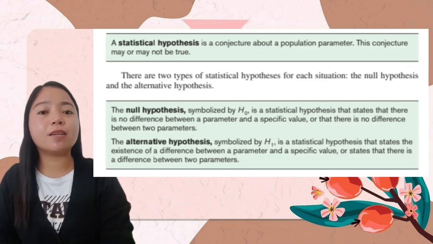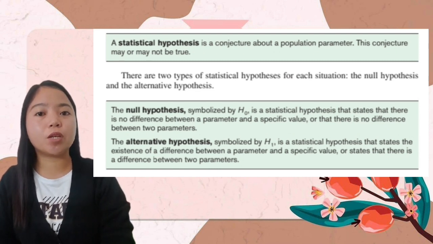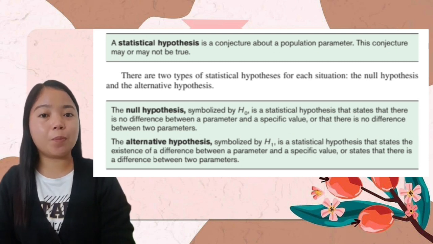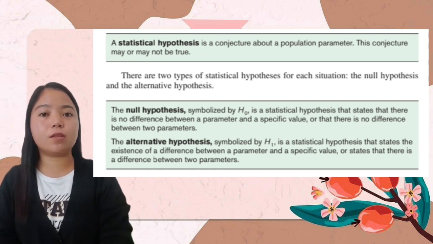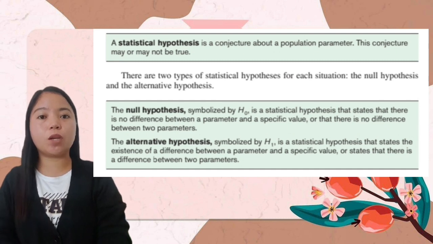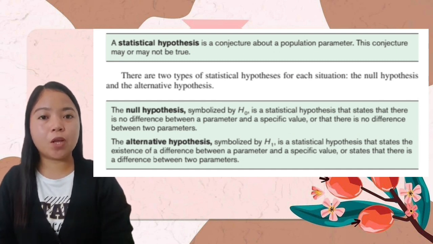In every hypothesis testing situation, we begin with a statement of a hypothesis. A statistical hypothesis is a conjecture about a population parameter. This conjecture may or may not be true. There are 2 types of statistical hypothesis: the null hypothesis and the alternative hypothesis. The null hypothesis, symbolized by H sub 0, is a statistical hypothesis that states that there is no difference between a parameter and a specific value, or there is no difference between 2 parameters.